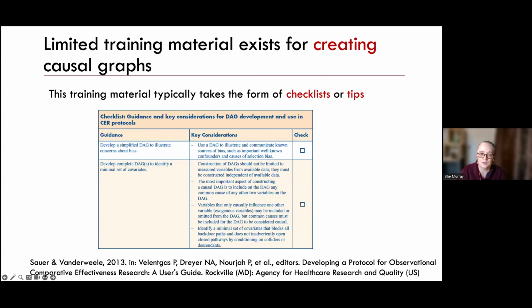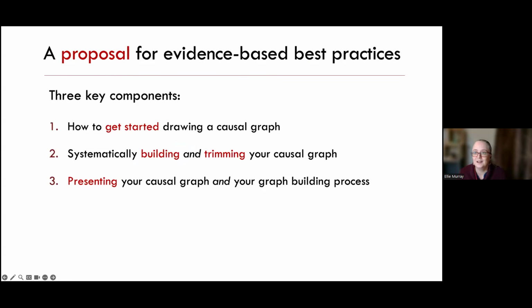If you look at the left-hand side of it, you'll see that the two items on the checklist are create a DAG and create a second DAG, which is maybe not the most useful for people who are trying to figure out how to create a DAG. There are some considerations in the middle, but again, they don't really tell you what you're going to do. What is your first step? What is your next step? So that kind of establishes, I hope, the need for some consensus around how we actually build causal graphs.